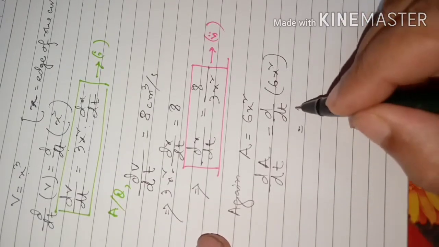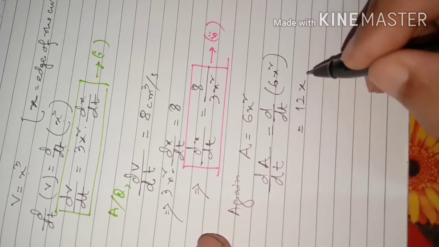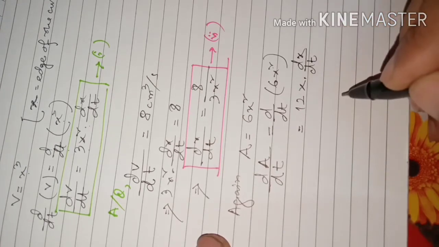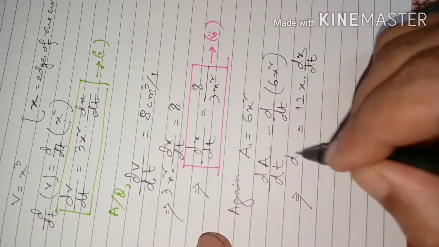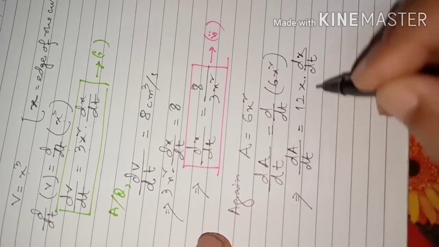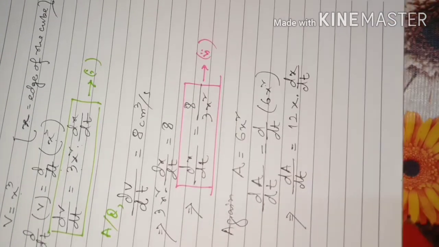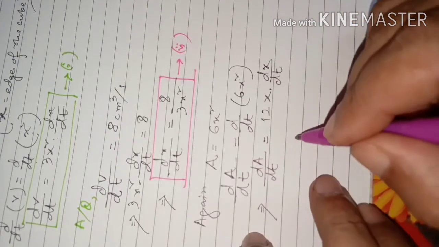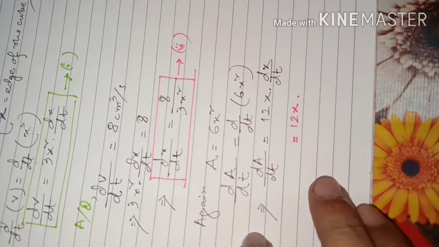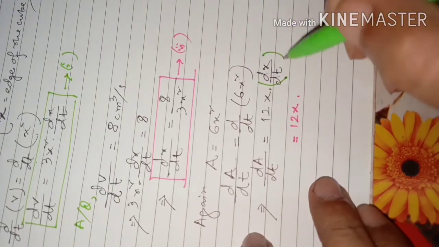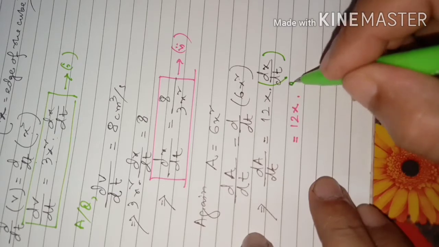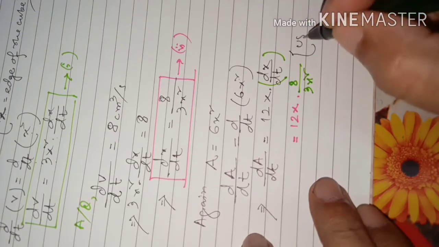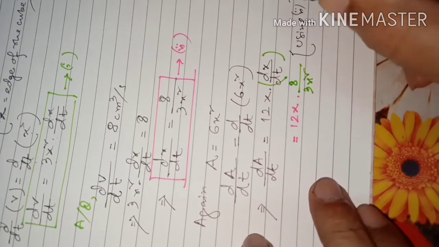2 into 6, 12, 12x. Again d/dt of x, that means dx by dt. So this dA by dt is equal to 12x into dx by dt. Already we have extracted this dx by dt here. Use it here now. So it will be 12x into dx by dt. That dx by dt from equation 2 is 8 by 3x square. Using equation 2, what are we getting?